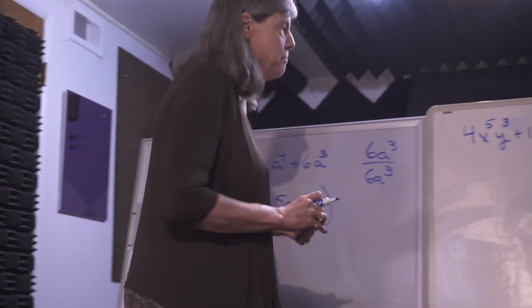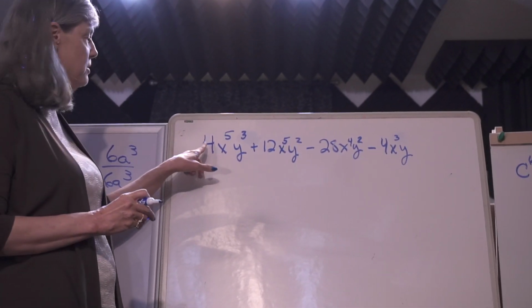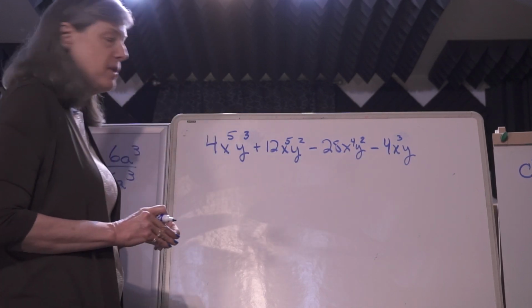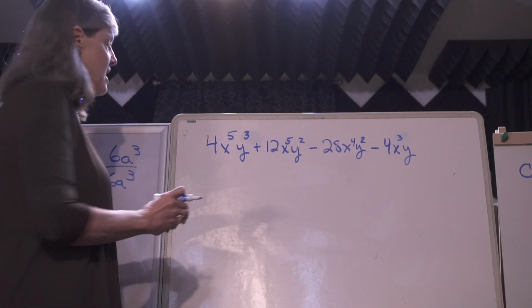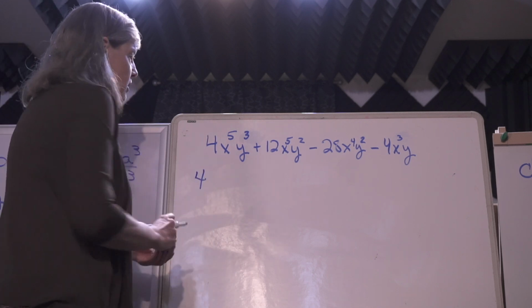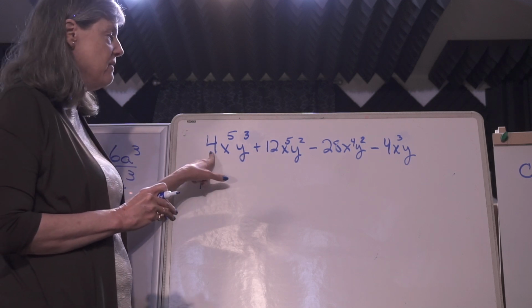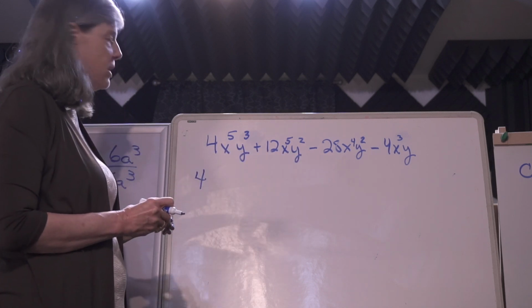Let's look at this example. So once again, the first thing I'm going to do is look at the numbers. The 4, the 12, the 28, and the 4. Well, the biggest number I can get out of each of these is 4. I can get 12 out of this one, but I can't get 12 out of this one. I can't get 12 out of the 28 either. So 4 is the biggest one.